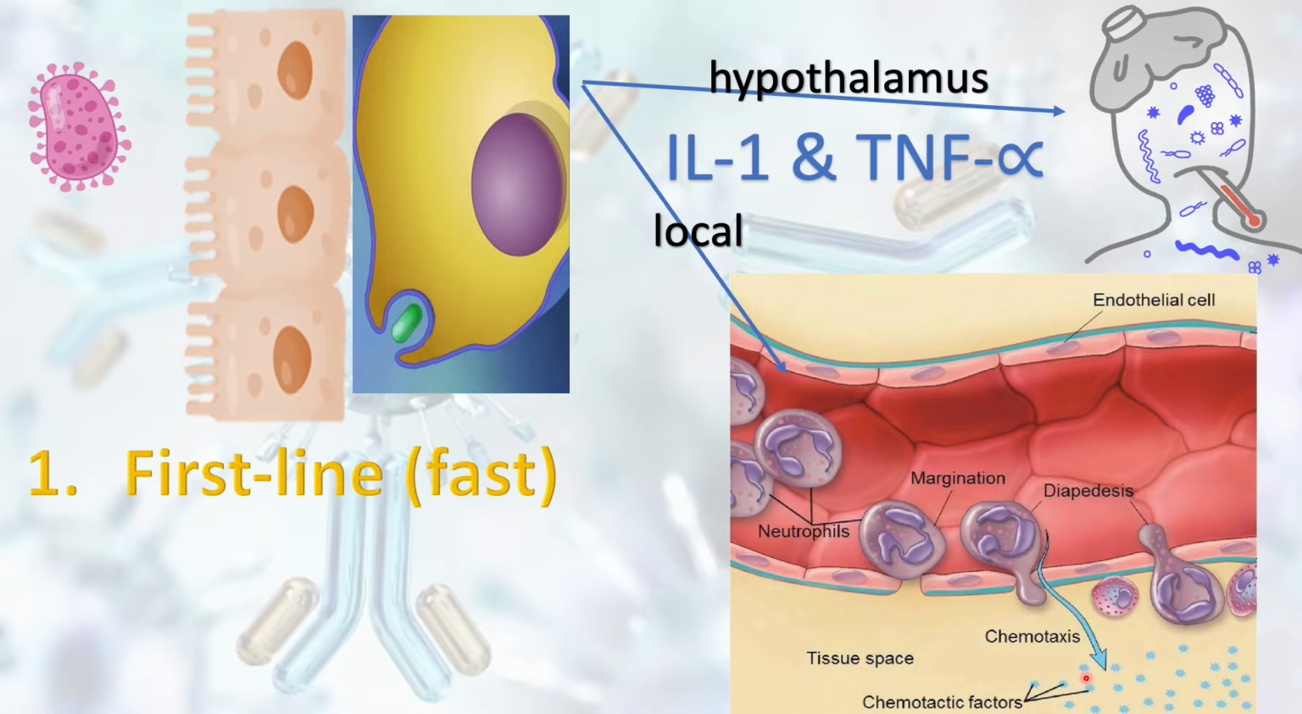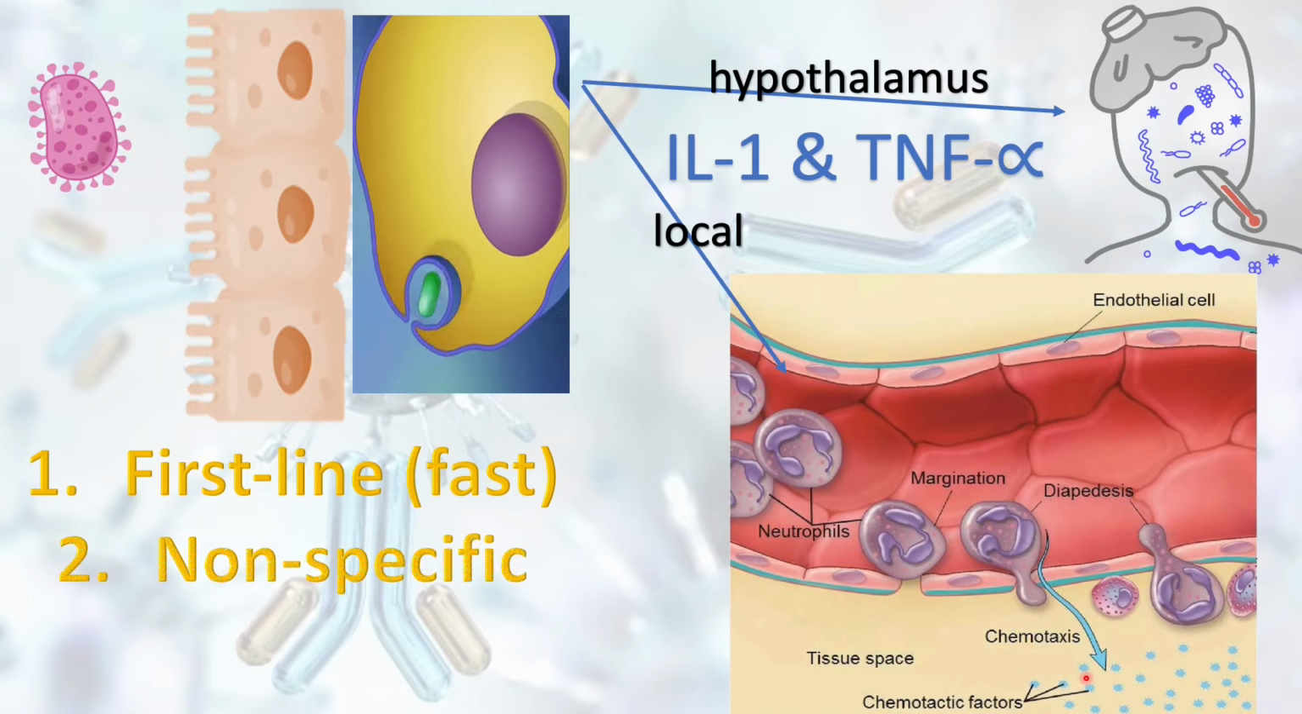As you can see here, it is fast, it's immediate, first line, but at the same time it's non-specific, as I showed you. And number 3, most importantly, and this is something that differentiates it from adaptive immunity, is that it has no memory. So no matter how many times the same organism enters your body, it will get the same reaction, acute inflammation. It's like innate immunity has Alzheimer's. It doesn't remember that it has encountered this antigen before.